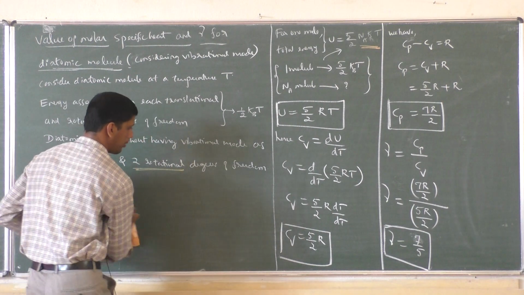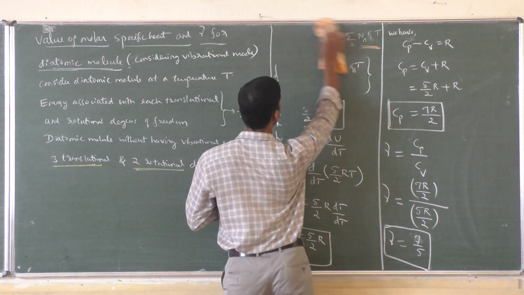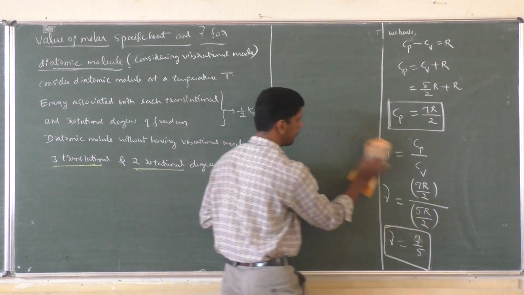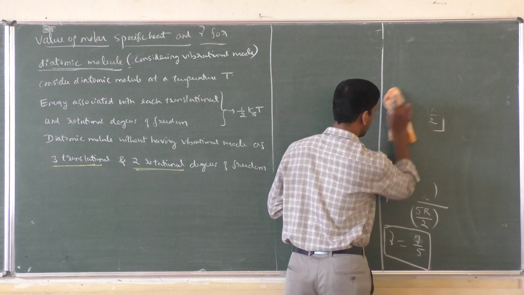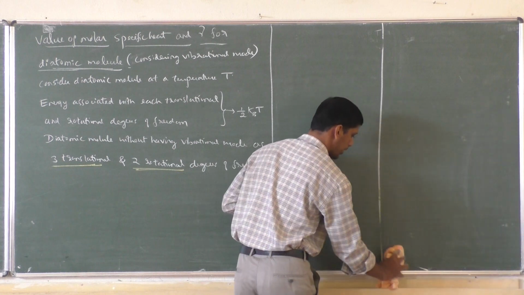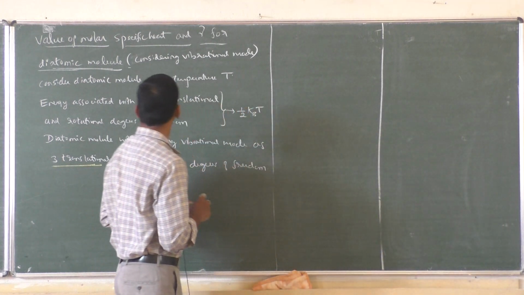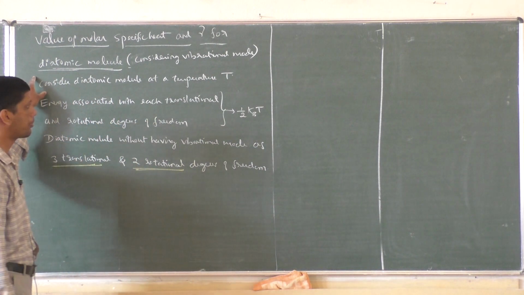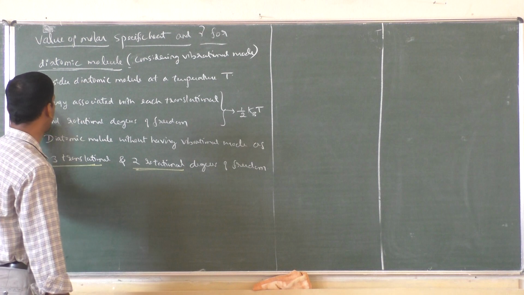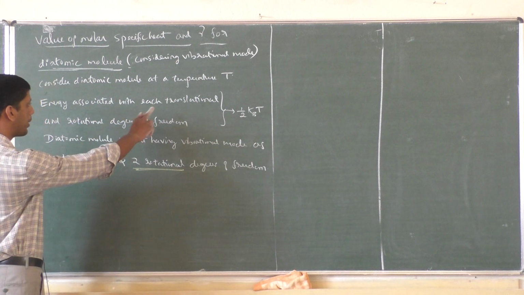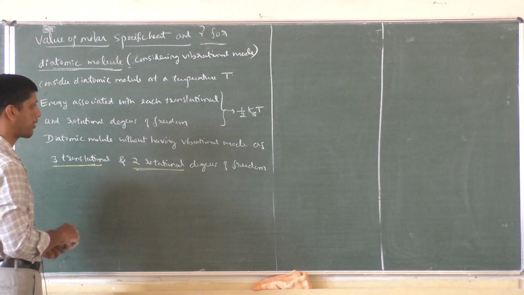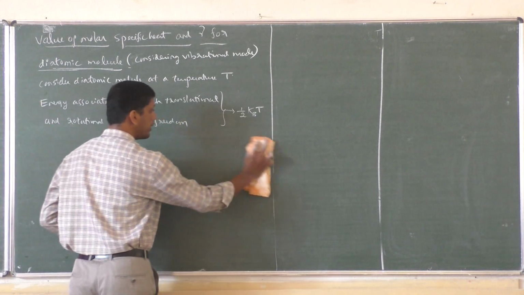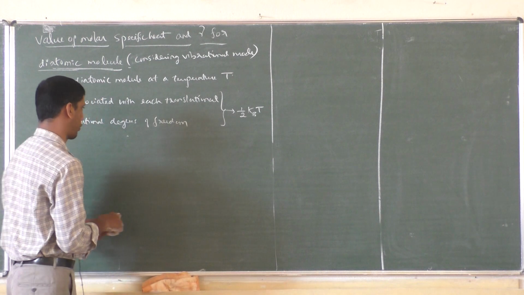Now the next iteration is like this. Same derivation, but we have to consider the vibrational degrees of freedom now. Now, considering the vibrational mode, let us consider a diatomic molecule at temperature T, and the energy associated with each translational as well as rotational degree of freedom should be equal to half kBT, and we have to write it for the energy associated with each vibrational mode.